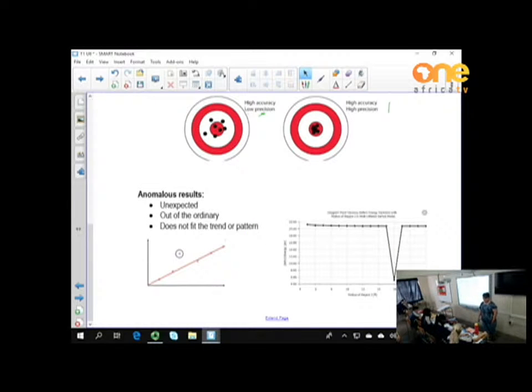Anomalous results. What's an anomalous result? One that doesn't fit the pattern. How do we treat anomalous results? We ignore them, all right?